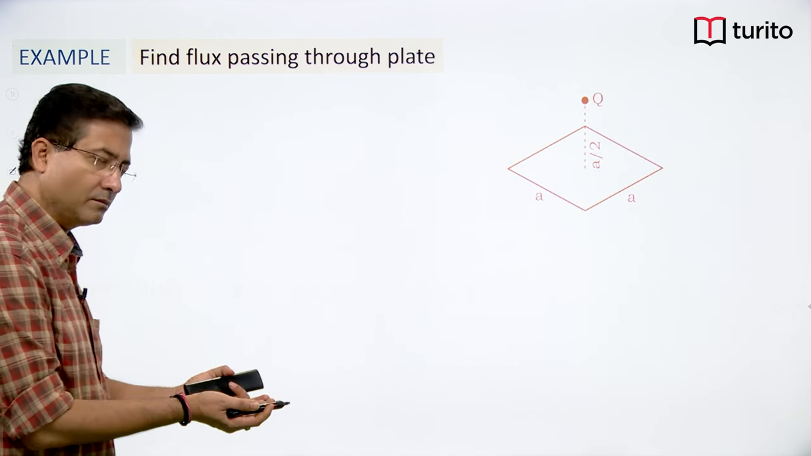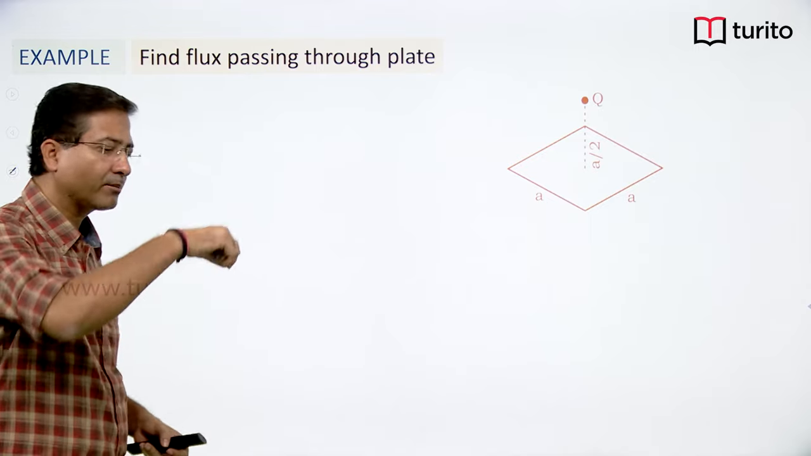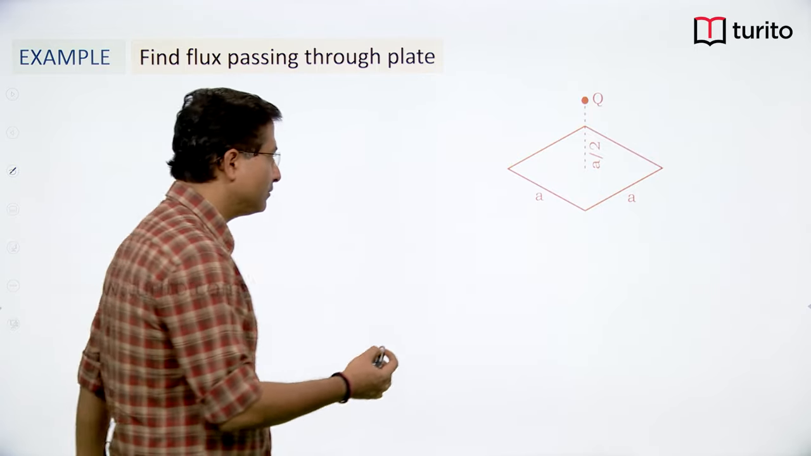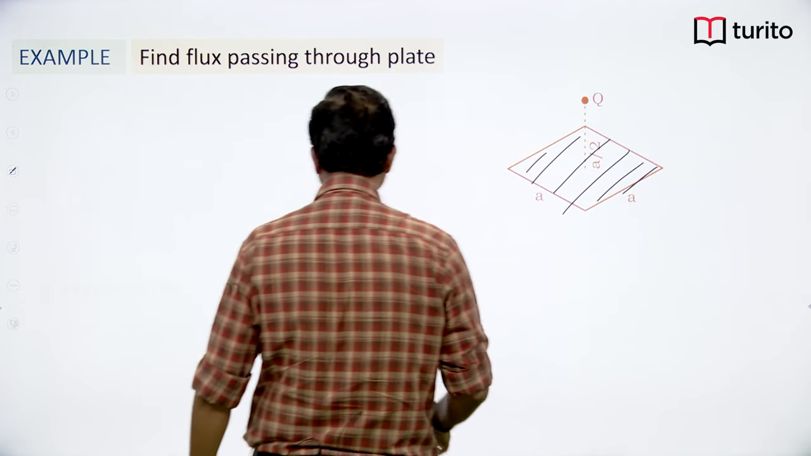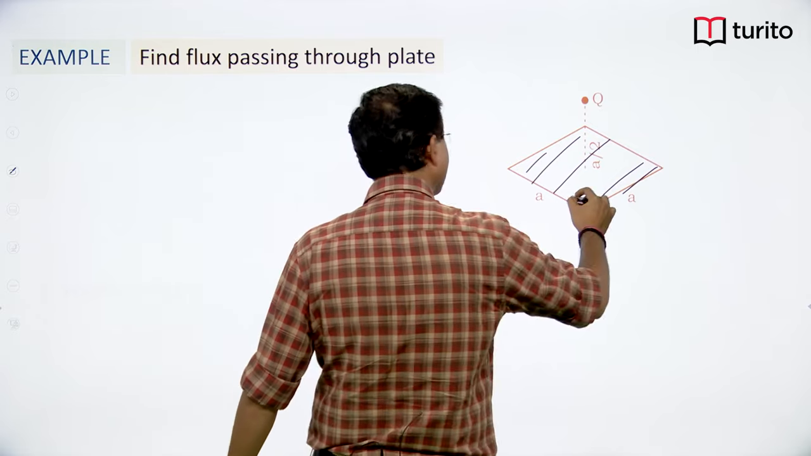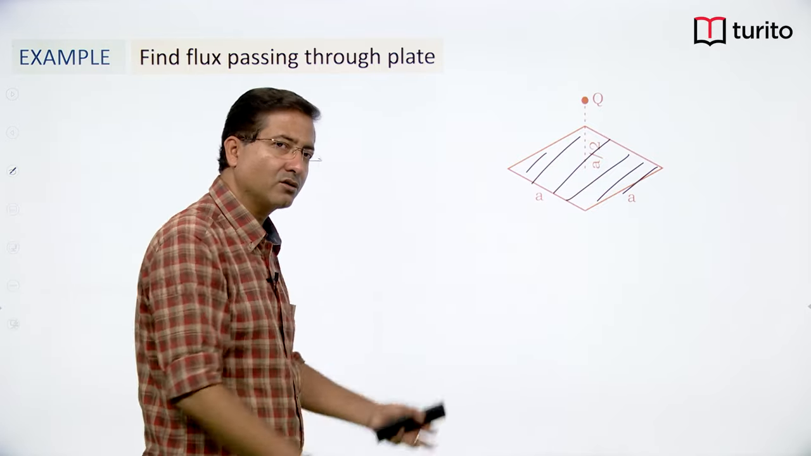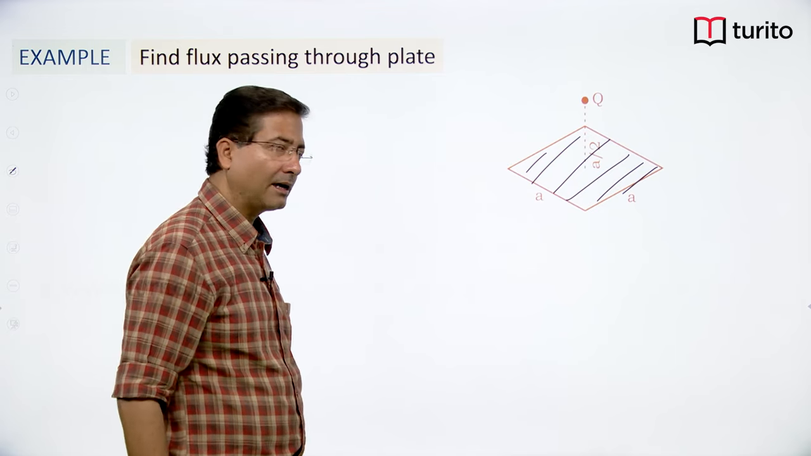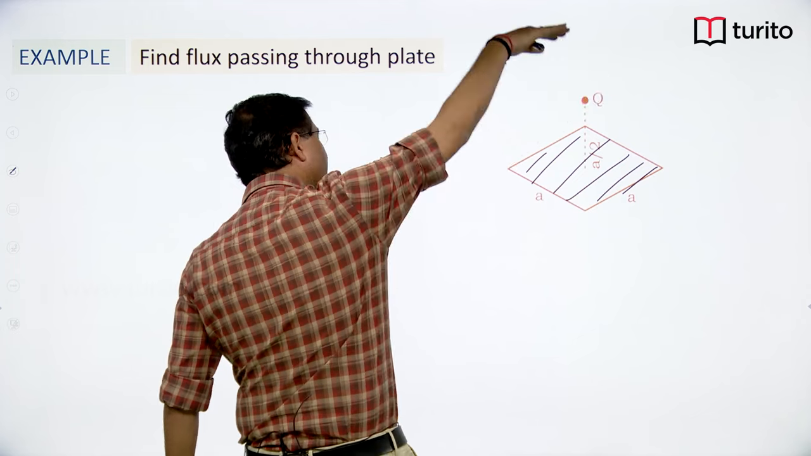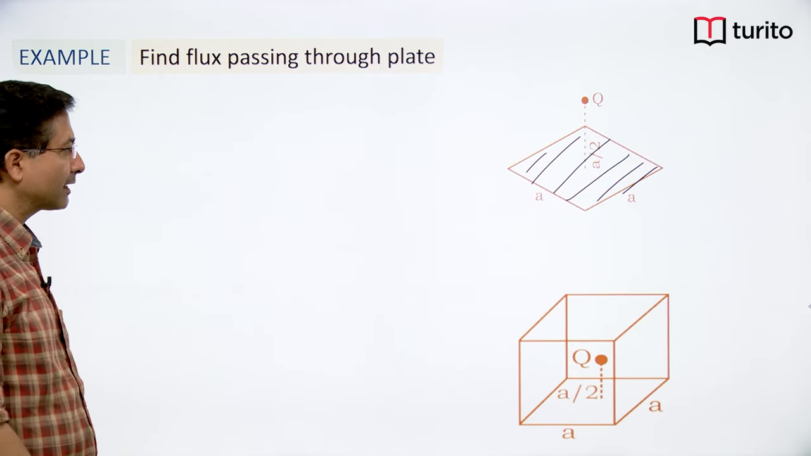Now above a plate I am placing a charge q. The dimension of the plate is a by a, and we are placing the charge at a by 2 this way, and I am asking how much is the flux associated with this plate. So what I can do, I can cover the charge from all the sides so that I can use Gauss law. And if I want to cover, I have to place one wall over here, another wall this side, one wall here, one wall here, and from the top I have to keep a ceiling of dimension a by a, right.